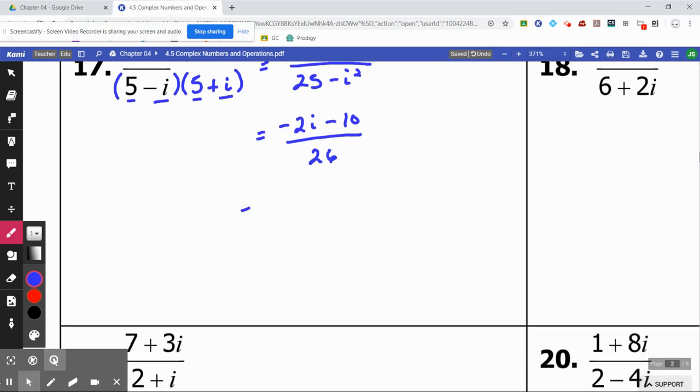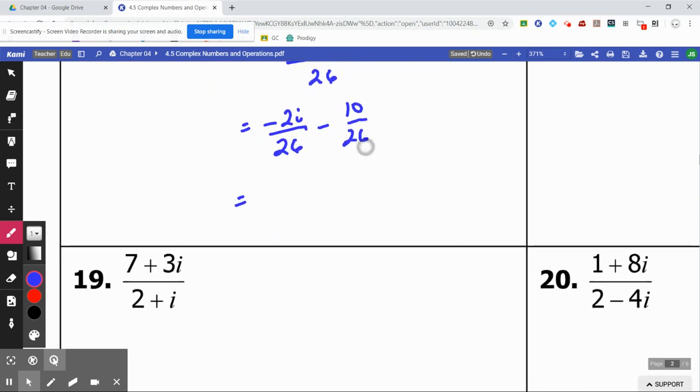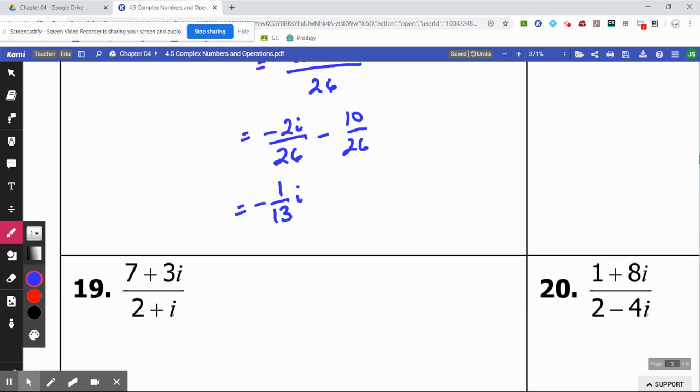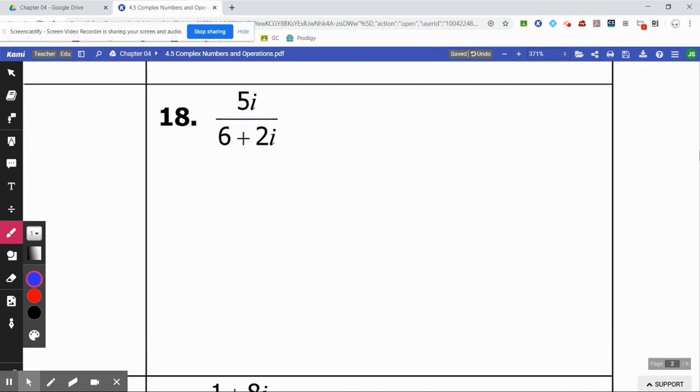And again, you can split that. Negative 2i over 26 minus 10 over 26. That won't divide, but we can reduce it. That'd be a negative 2 over 26 reduces to a 1 and a 13, and you can put the i next to it. And then 10 over 26 divided by 2 gives you a 5 and a 13. There's your final answer.